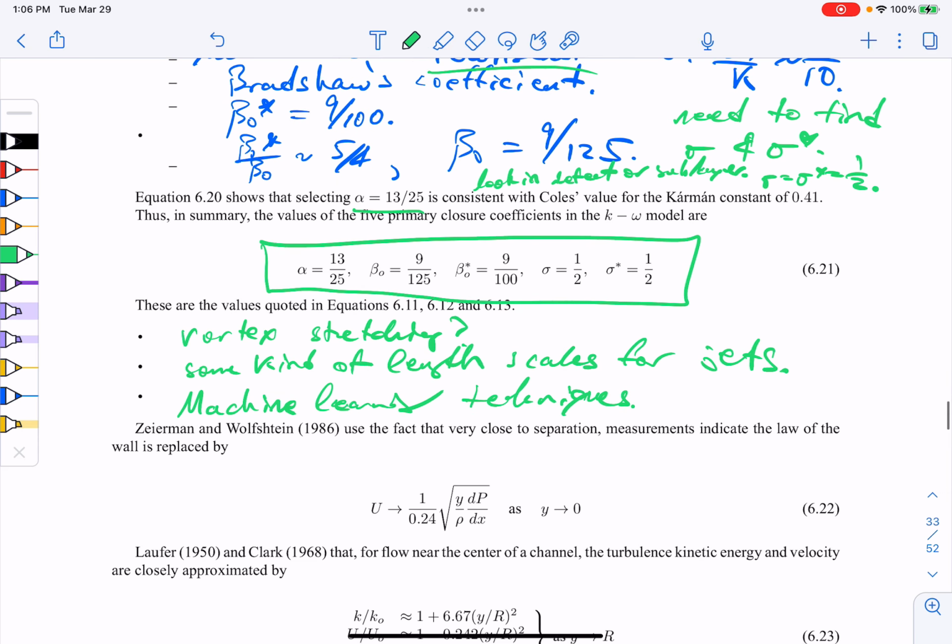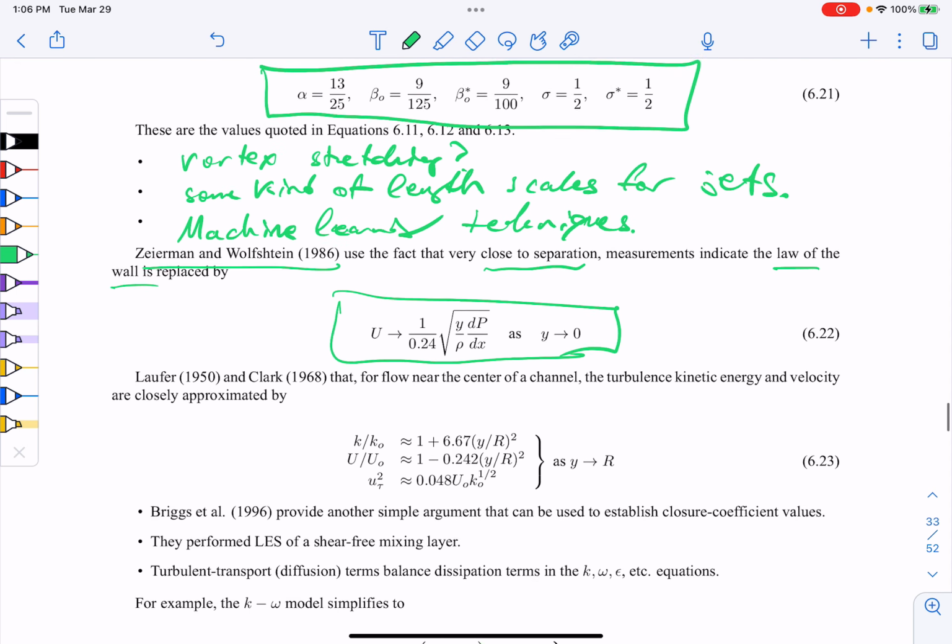Other ways people have thought, here's one in 1986, and when flows are close to separation on boundary layers, they use a different law of the wall, which is summarized here. And so by just using a different law of the wall for separating flows or flows near separation, you could have slightly different coefficients.